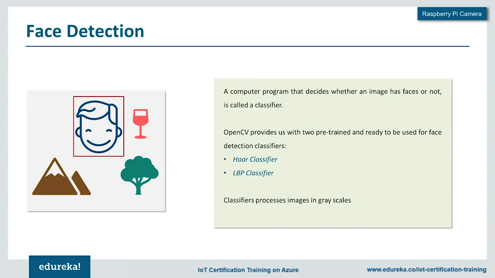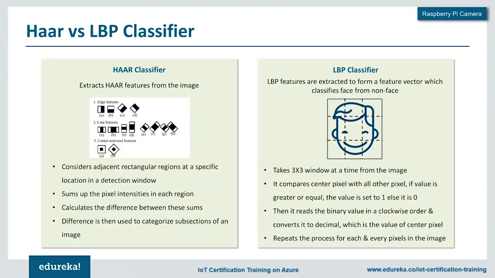Now, one thing that you need to keep in mind while you're working with this is that the classifiers themselves process the image in grayscale as well, because it gives the machine quite some clarity on whether to classify it or not. Now, when I talk about each of the classifiers, whether the HAR classifier or the LBP classifier, each has its pros and cons. So let's actually try to understand this.